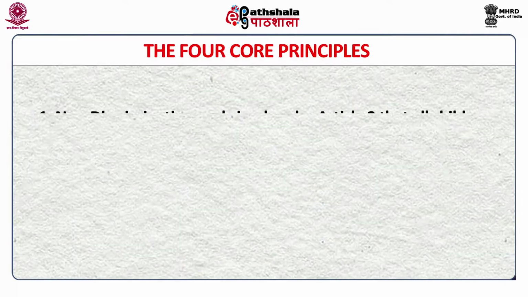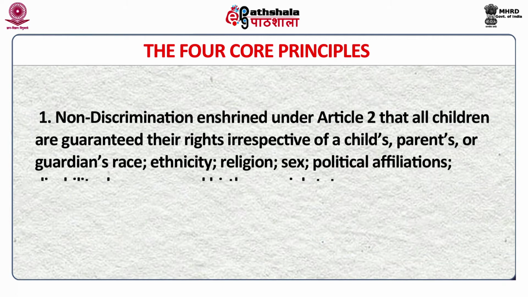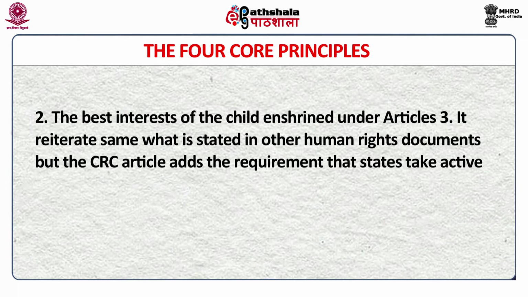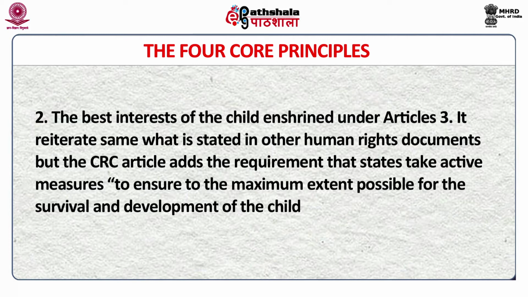The Convention is based on 4 core principles. The first is non-discrimination, enshrined under Article 2, that all children are guaranteed their rights irrespective of a child's or parents' or guardian's race, ethnicity, religion, sex, political affiliation, disability, language, and birth or social status. The second principle is the best interest of the child, enshrined under Article 3. It reiterates what is stated in other human rights documents, but the CRC article adds the requirement that states take active measures to ensure, to the maximum extent possible, the survival and development of the child.